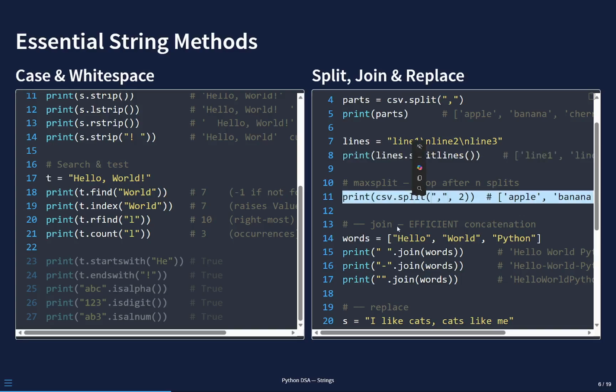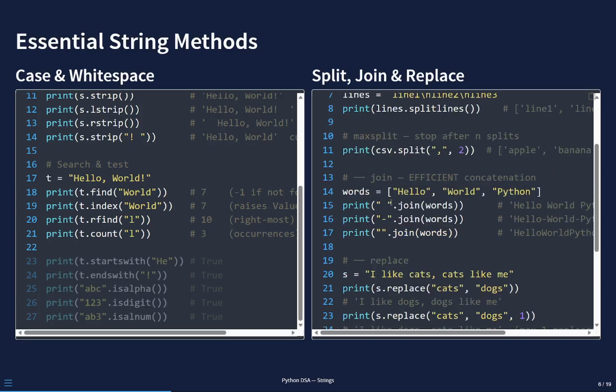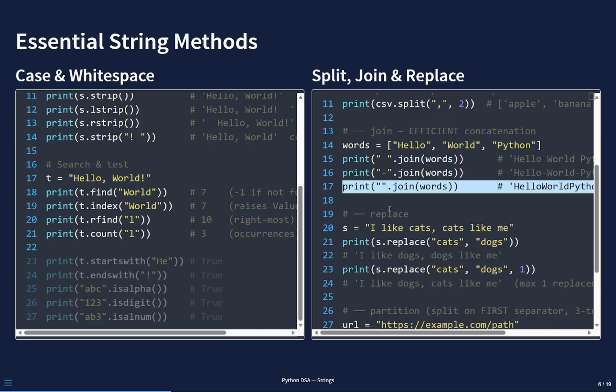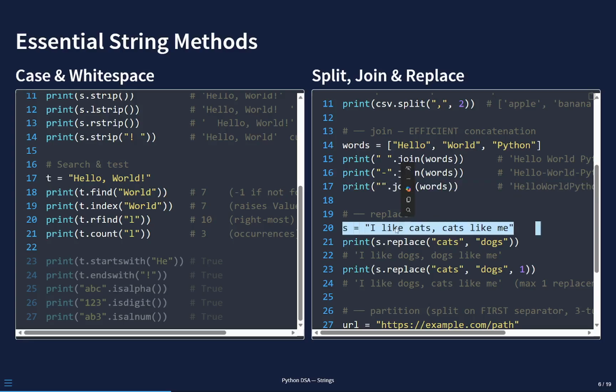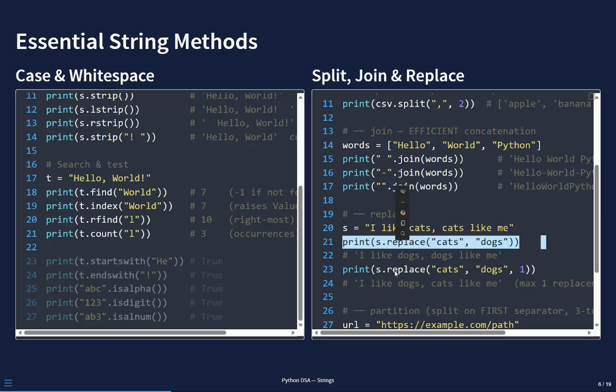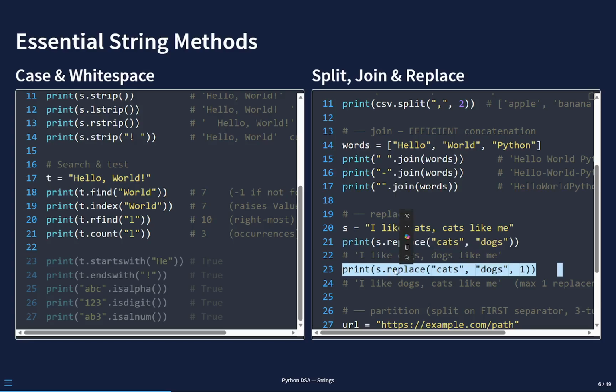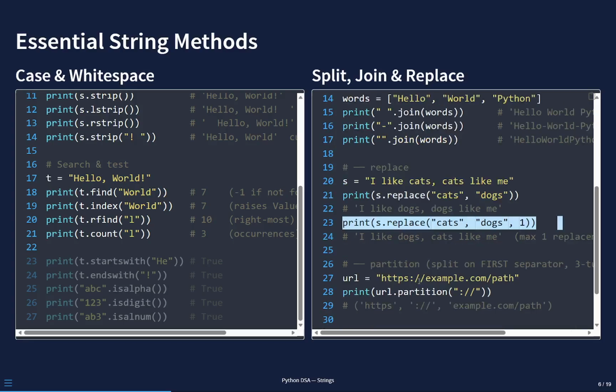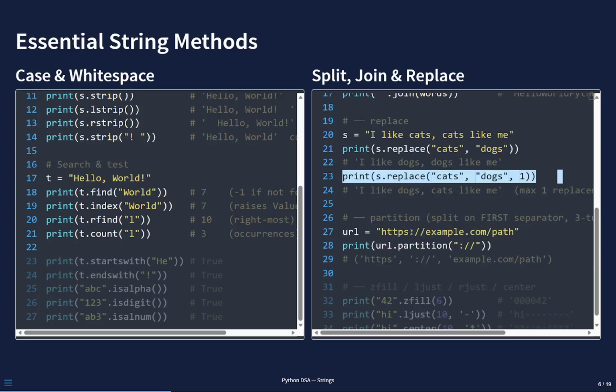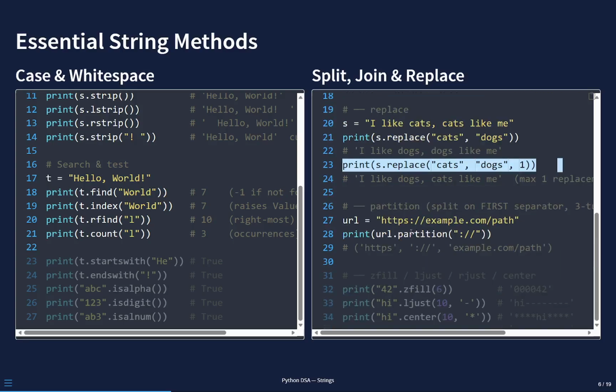join is the inverse of split and is the correct way to concatenate many strings. The separator string goes on the left, the list of parts on the right. Join words with an empty separator concatenates with no separator at all. replace substitutes all occurrences by default. Pass a count to limit replacements. partition splits on the first occurrence of a separator and always returns exactly a 3-tuple: the part before, the separator, and the part after. It's cleaner than split when you expect exactly one separator.